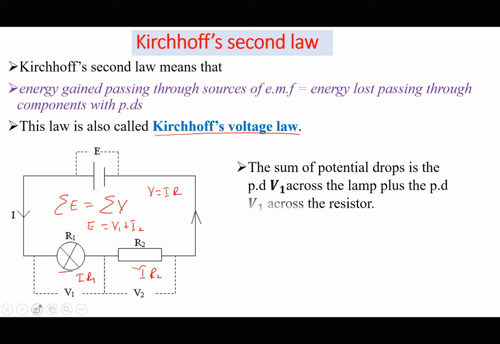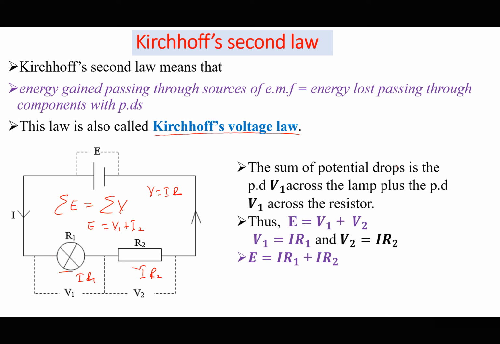So we say that the sum of potential drops, or PDs, is the PD V1 across the lamp plus the PD, this is going to be V2, across the resistor. And thus, we just sum up these two, because we know that PDs are got from Ohm's law, which is V equals I times R. So it means V1 is I times R1 and V2 is I times R2. Of course, these are in series, therefore the current through them is the same.